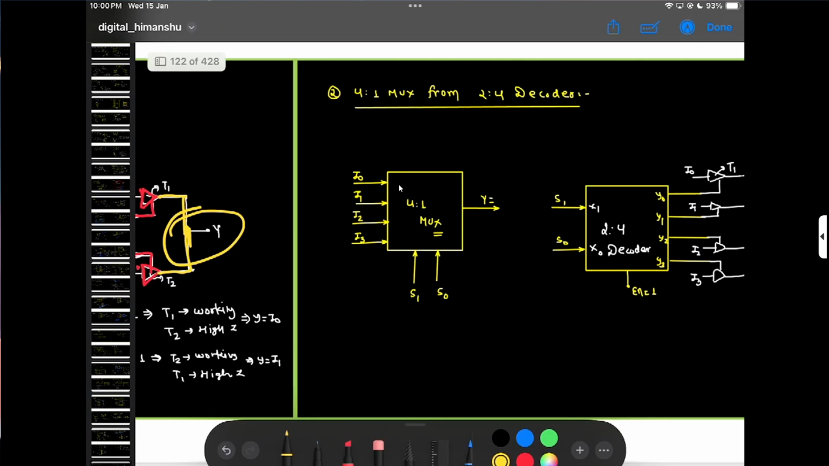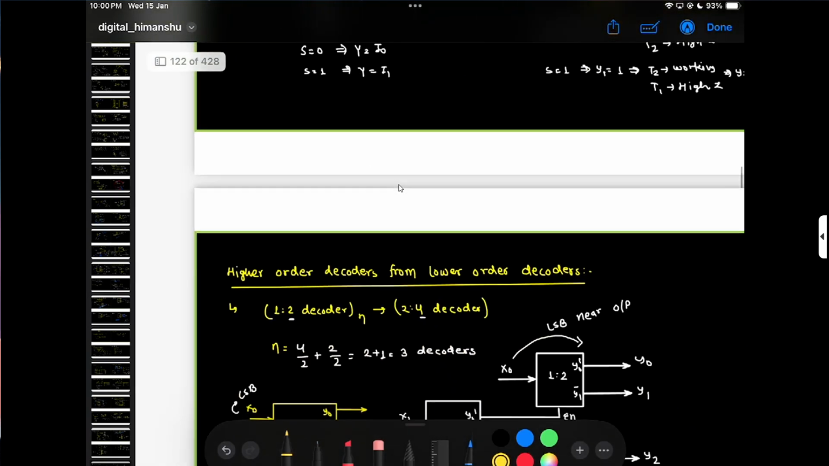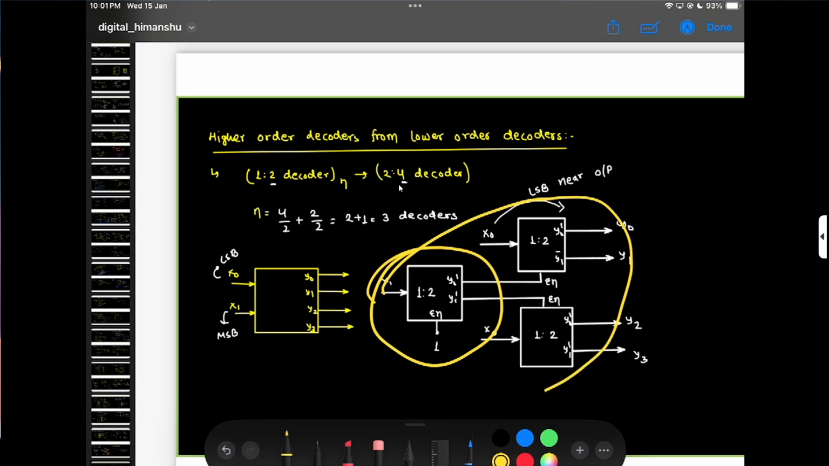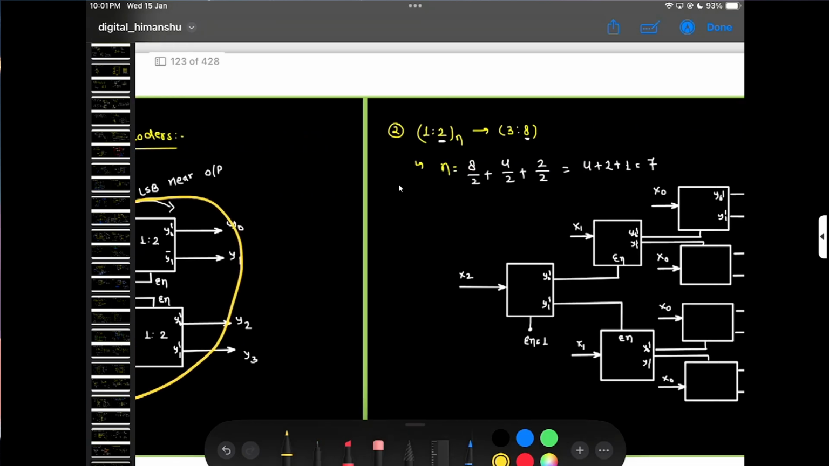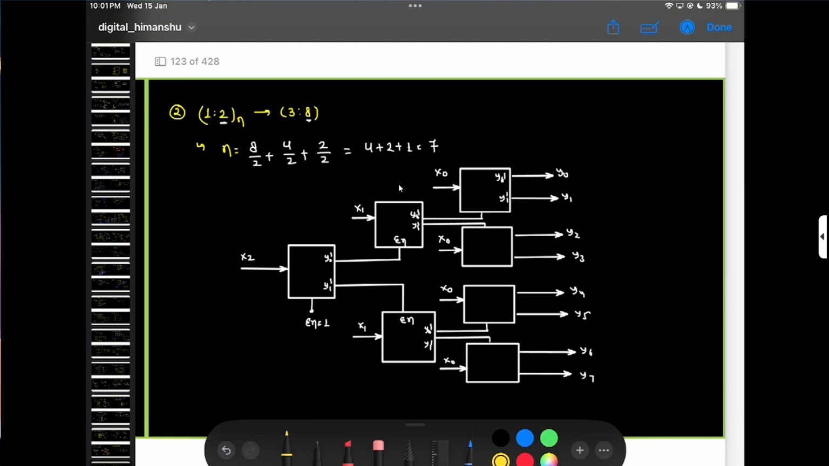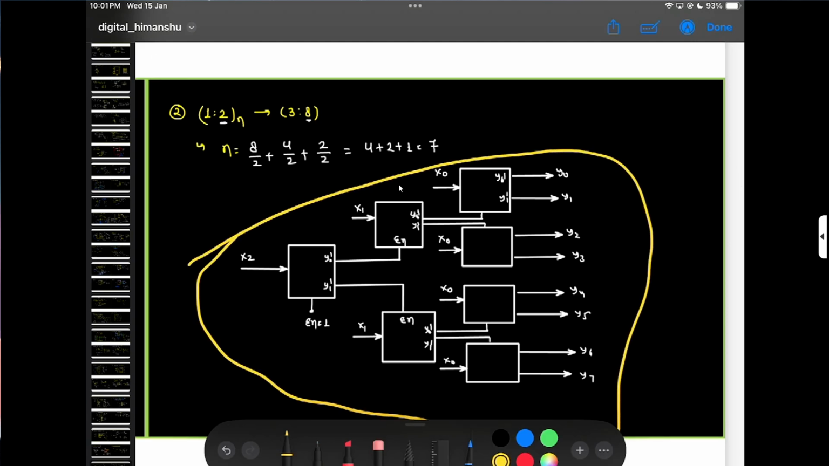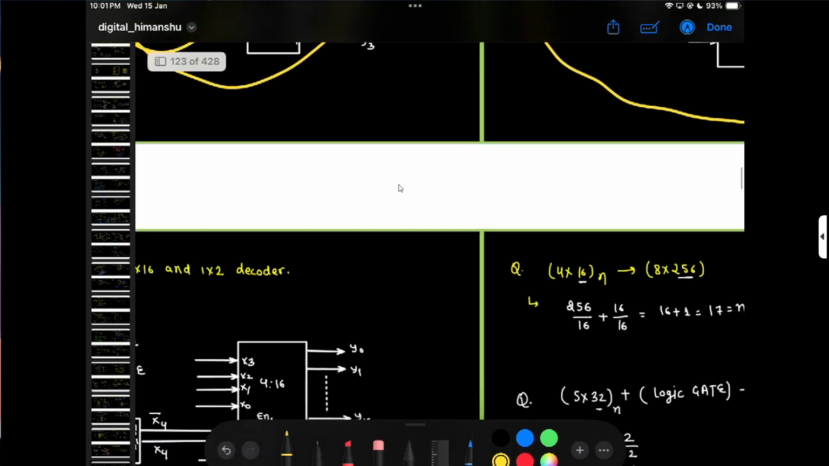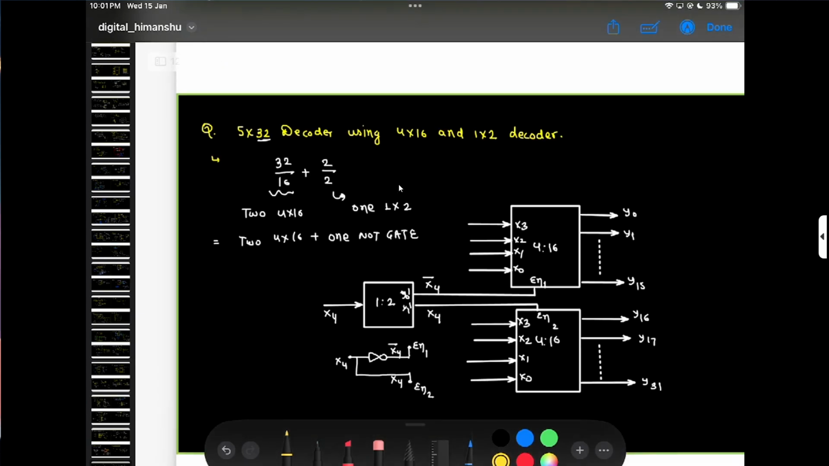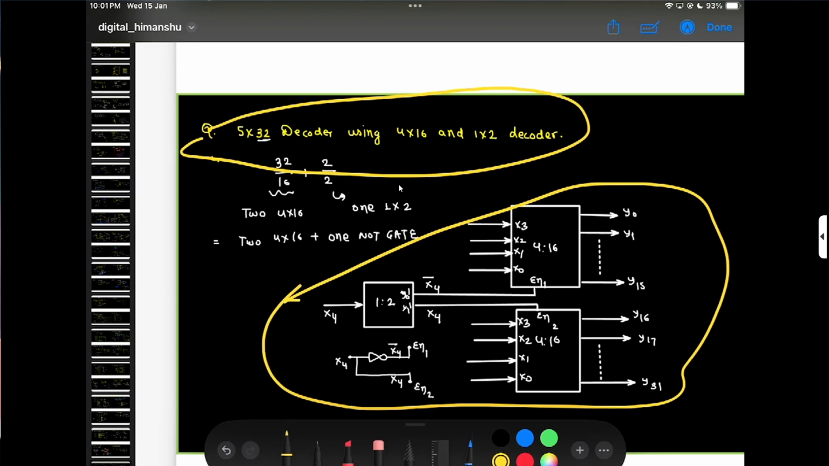A 4 is to 1 mux from a 2 is to 4 decoder, you can make like this, and vice versa. Is it possible or not? Let's see higher order decoders from lower order decoders. You need to make a higher order decoder from lower order decoders, for example a 3 is to 8 decoder, or a 5 cross 32 decoder using 4 cross 16 and 1 cross 2 decoders. So that's the way you can do it.